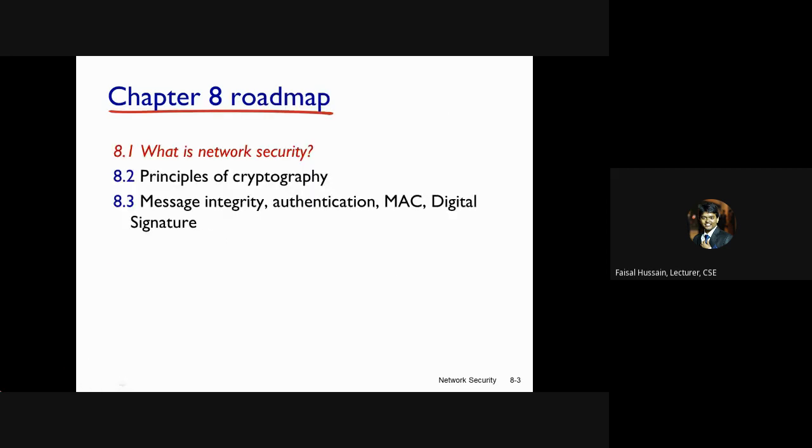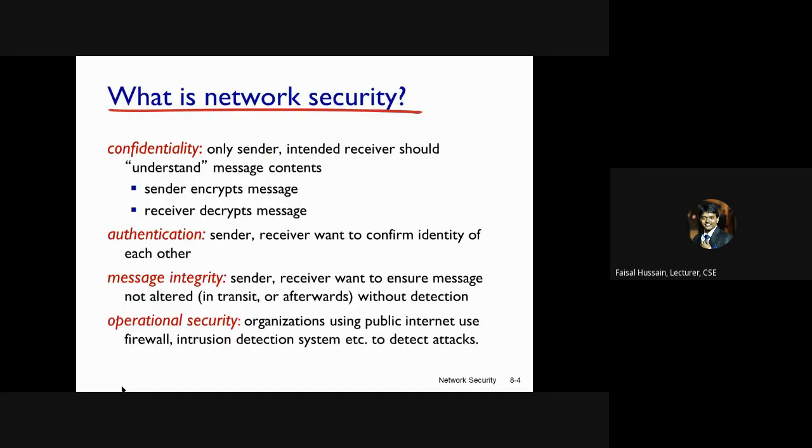So let's start with the first definition. What is network security? Network security is actually composed of different ideas, and we will explore those ideas. The aggregation or composition of all these factors makes up network security.